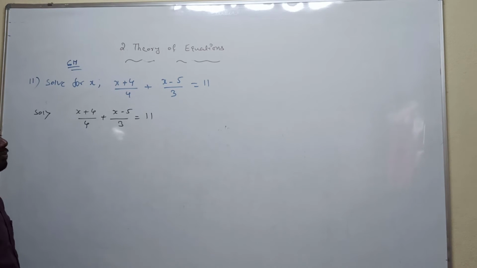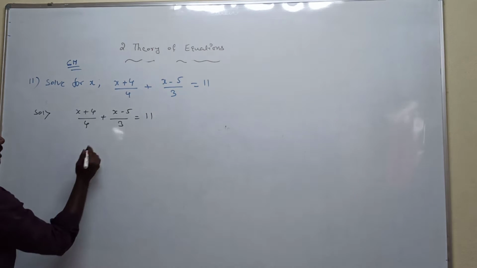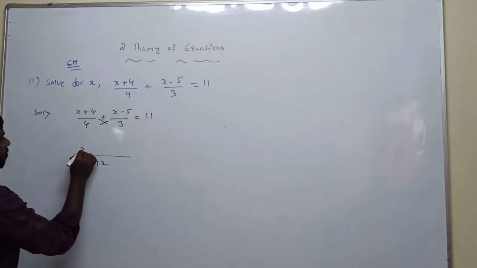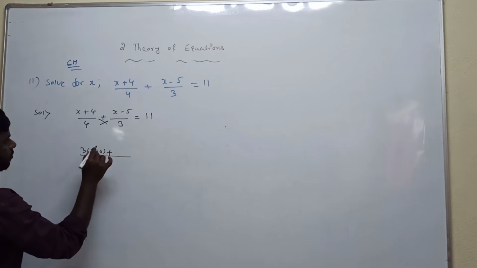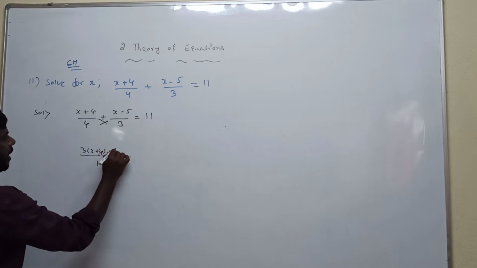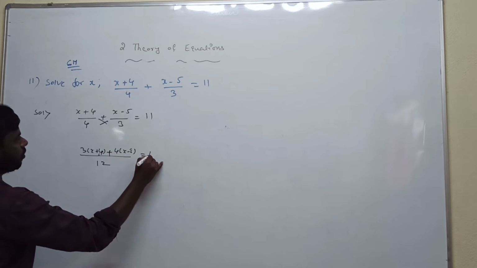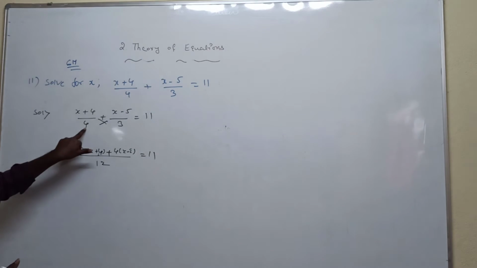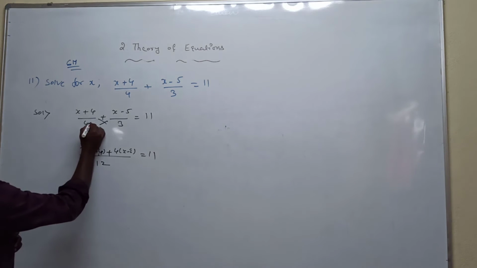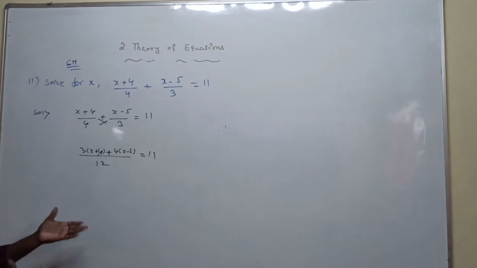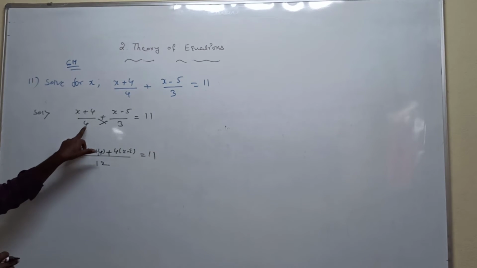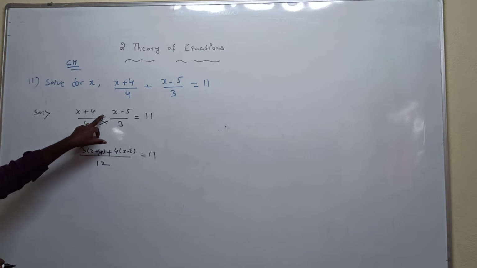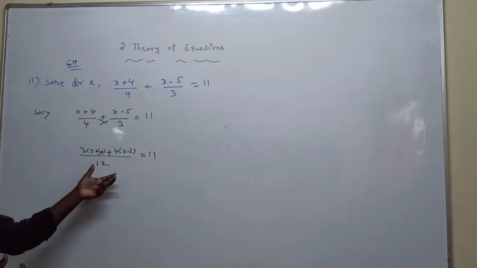So first of all, we simplify the left hand side value. What is the LCM of 4 and 3? The LCM is 12. After cross product: 3 into (x plus 4) plus 4 into (x minus 5), is equal to 11. Denominator 4 and 3, LCM is 12. So here 4 is there, so multiply numerator and denominator with 3. If suppose you don't know the LCM, take the product of the denominator values 4 and 3, which is 12. That is the LCM. After that, cross product: 3 into (x plus 4) plus 4 into (x minus 5), by 12, is equal to 11.